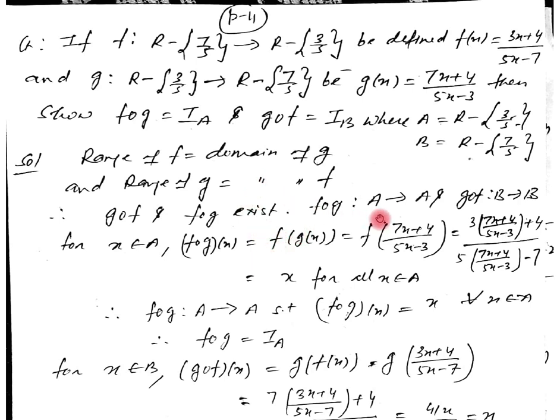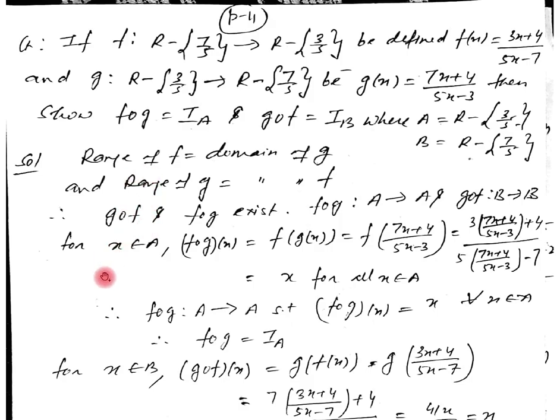A to A. Our A is R minus 3/5, B is R minus 7/5. So f composition g is a function from A to A, and g composition f is a function from this to this, from B to B. Therefore, f composition g is a function from A to A and g composition f is a function from B to B. Now we have to prove that this is equal to identity function.